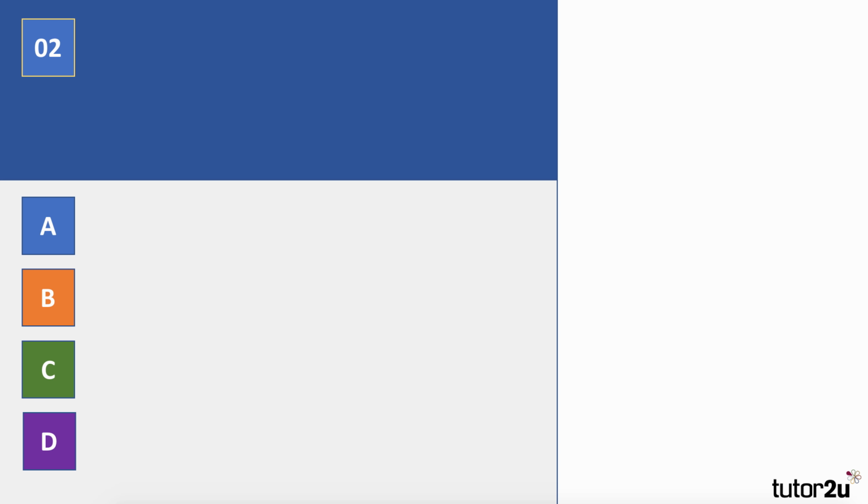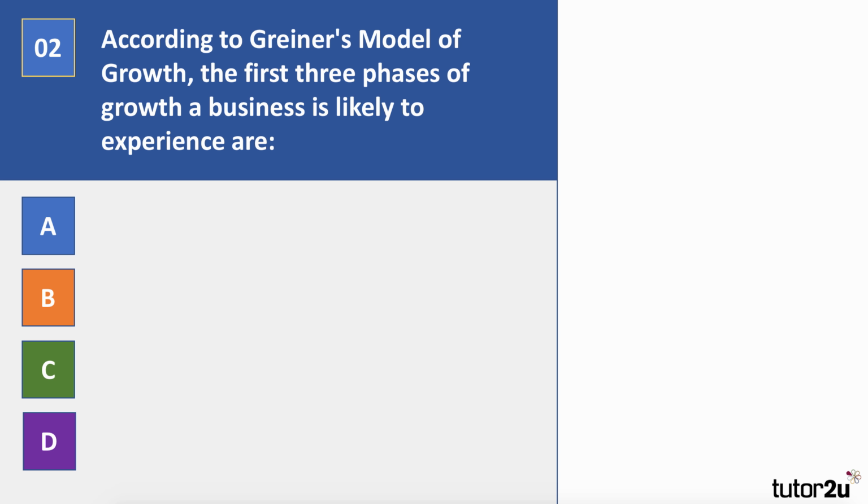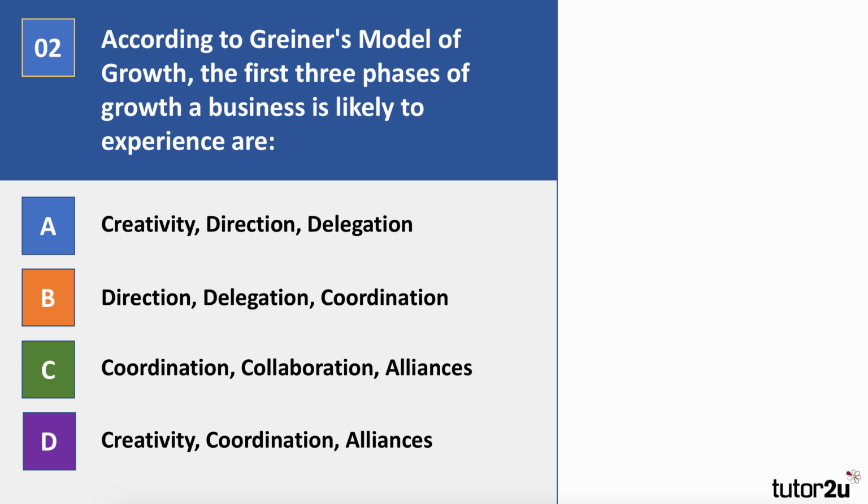Moving on to question 2. According to Greiner's model of growth, the first 3 phases of growth a business is likely to experience are what? Which of these 4 options? Pause the video, make your selection.